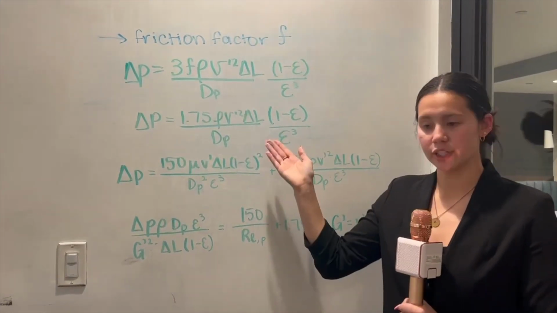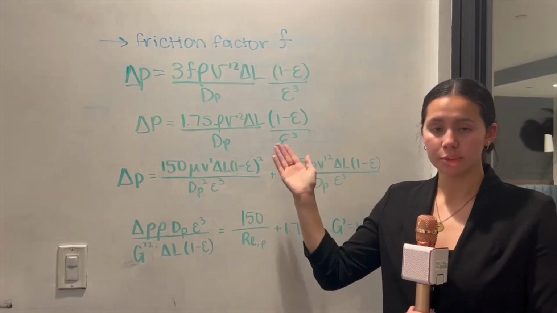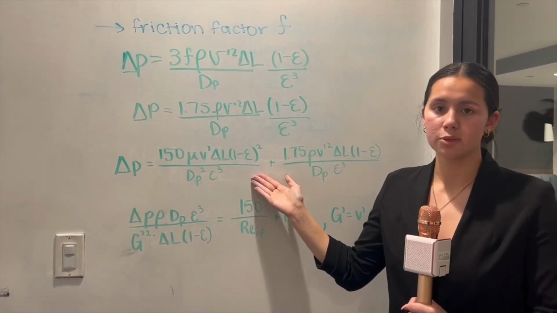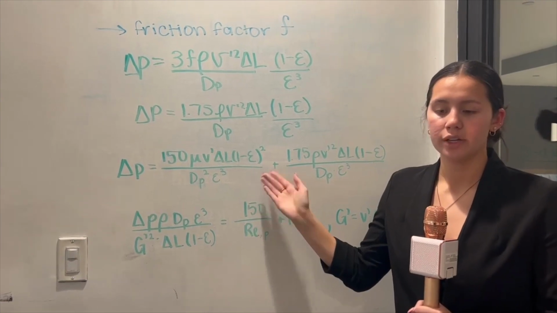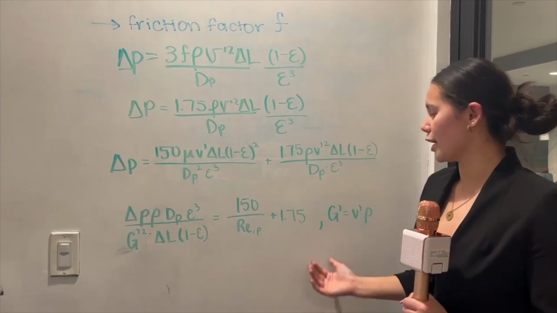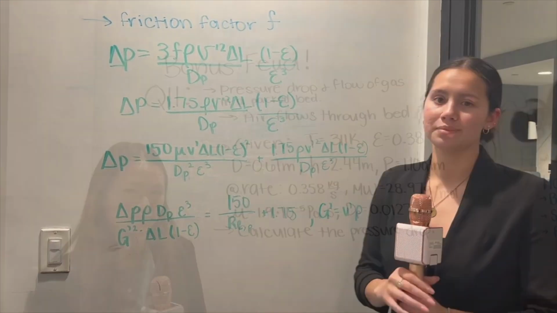If we add this equation for turbulent flow to the equation for laminar flow, we get a general equation for low, intermediate, and high Reynolds numbers. Using dimensionless numbers, it becomes this equation, where G prime is equal to V prime times rho.